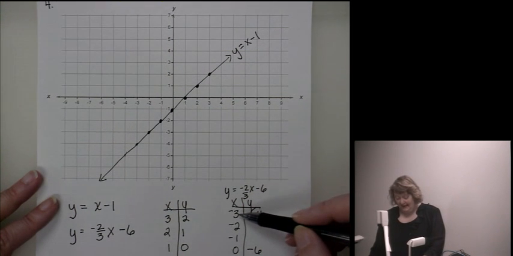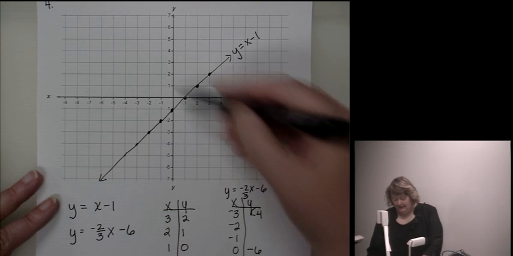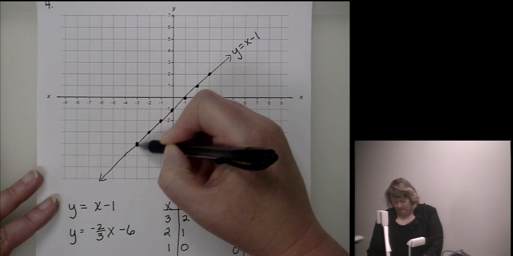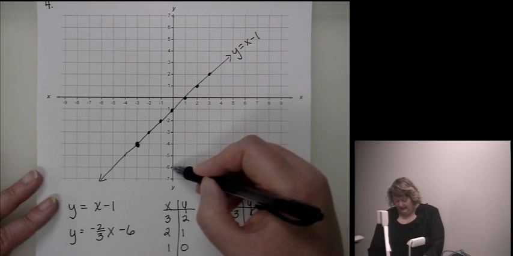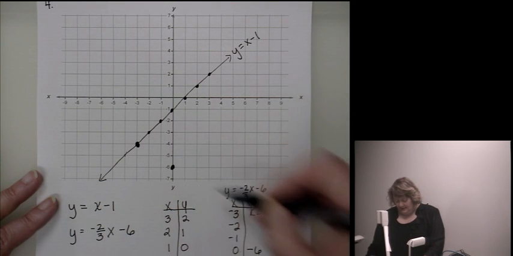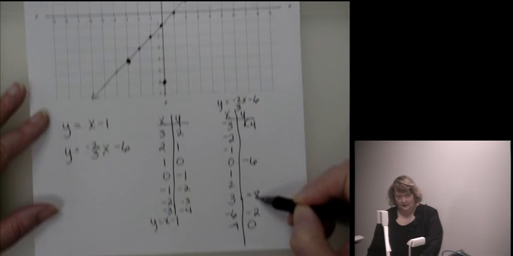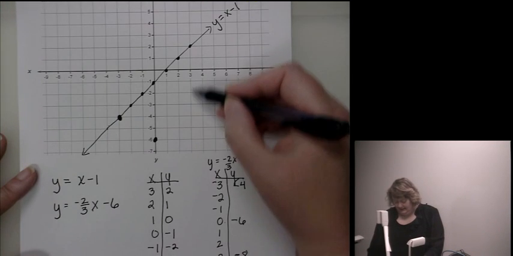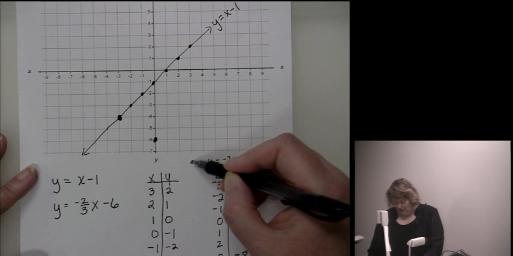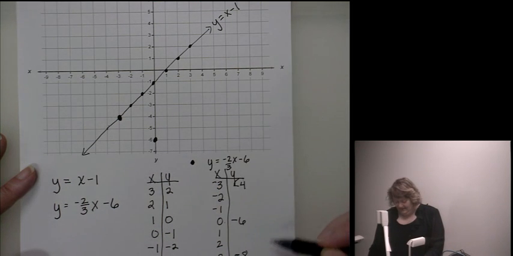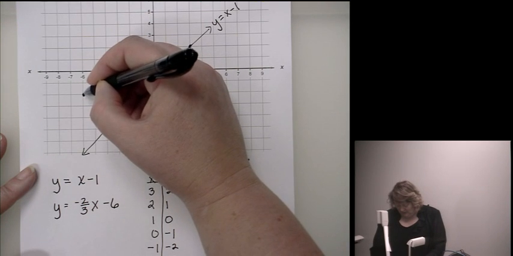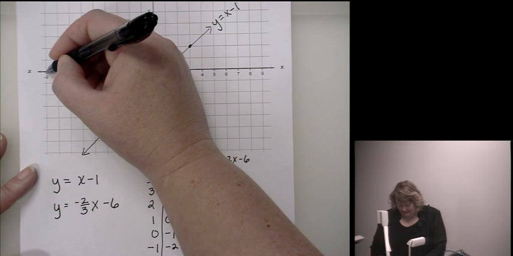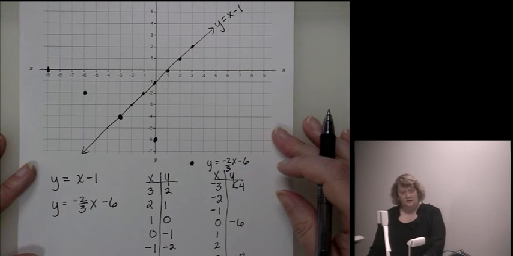So let's graph the points I have. I have the point -3, 4. I have the point 0, -6. I have the point 3, -8, which is off my chart, but we'll estimate it there. I have the point -6, -2, and -9, 0. So it's all negative, but it fits on my chart.